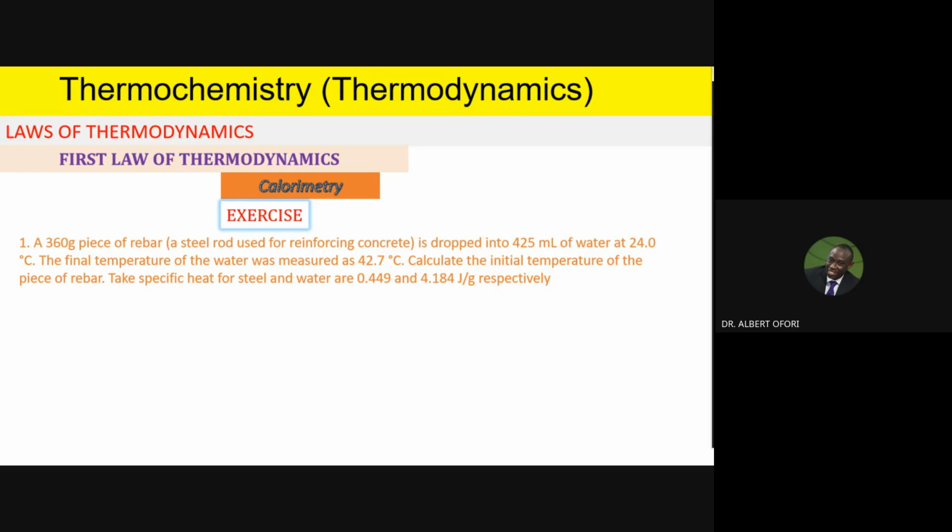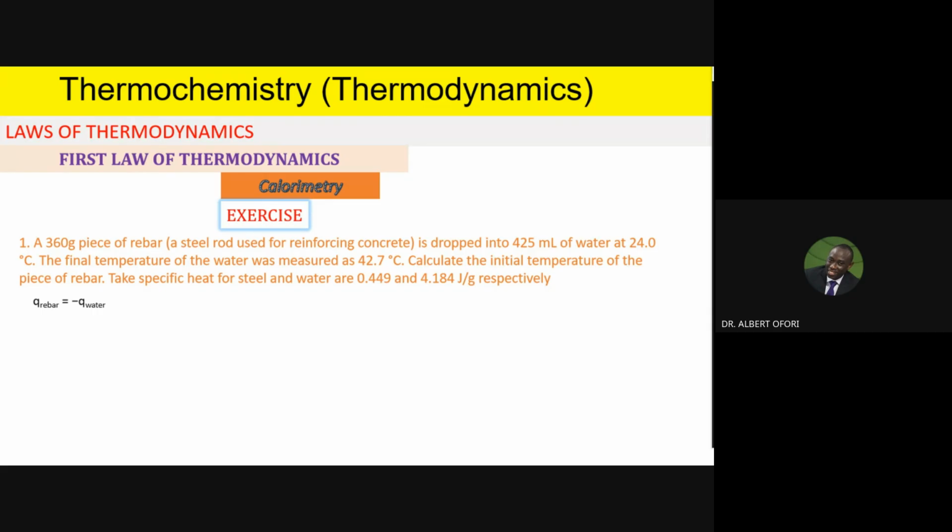What's the idea here? How do I get that? I know that the heat loss from the metal is going to be the heat gain of the water. Do you agree with me? I just mentioned that. So do you agree? Yes. Okay. So that's what I've written here.